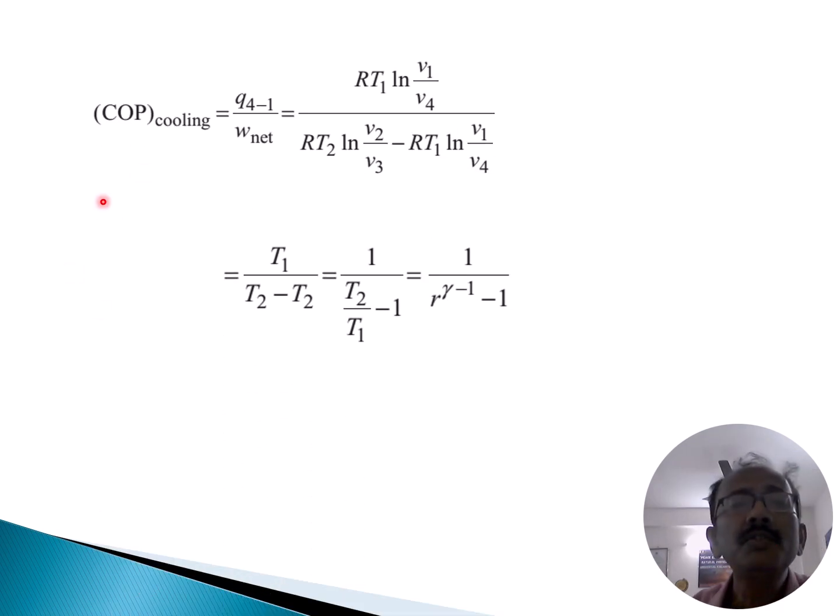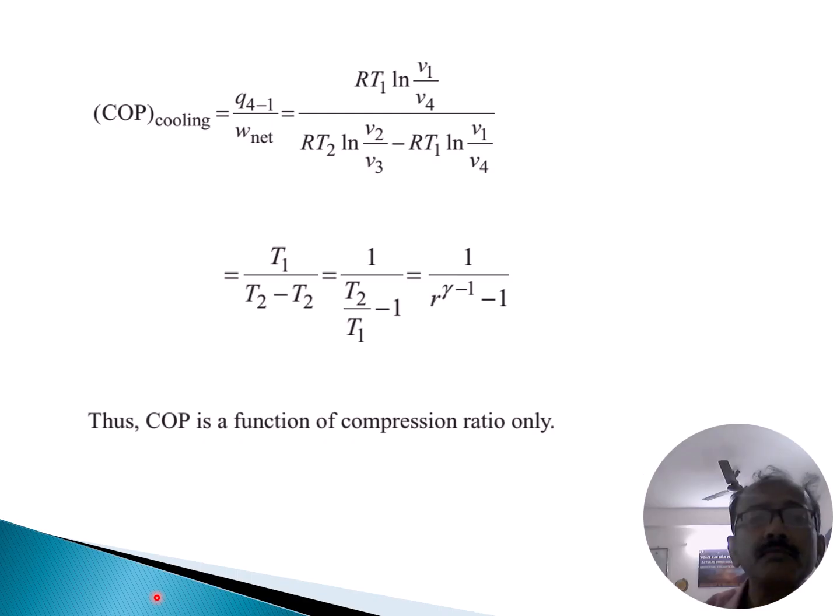Now finally the COP of cooling is nothing but Q41 by W net. Putting in the value of Q41 and W net, the net work done, finally we get this in terms of the compression ratio. Thus the COP is a function of the compression ratio only.